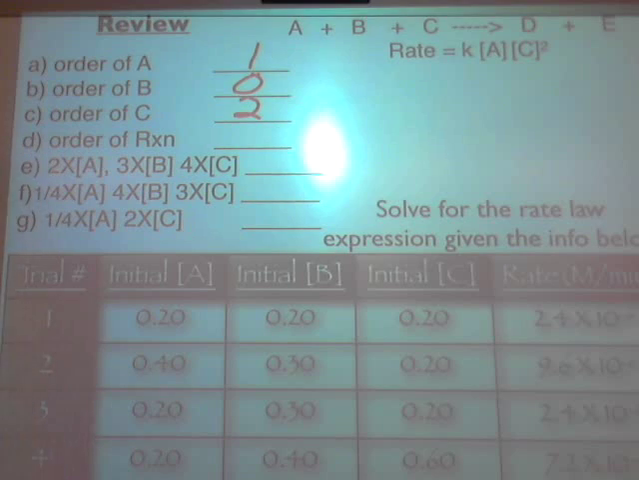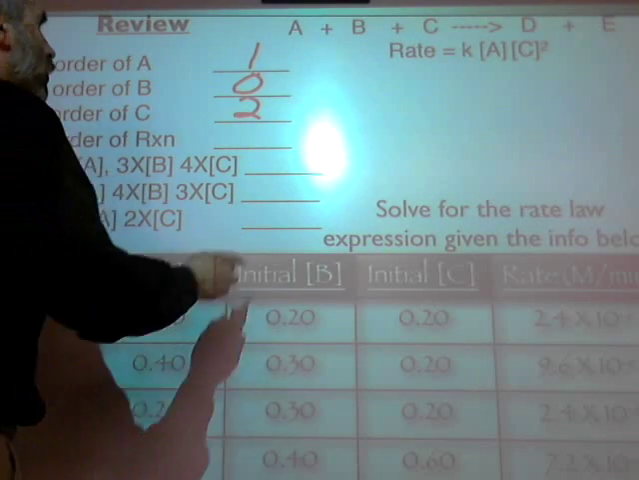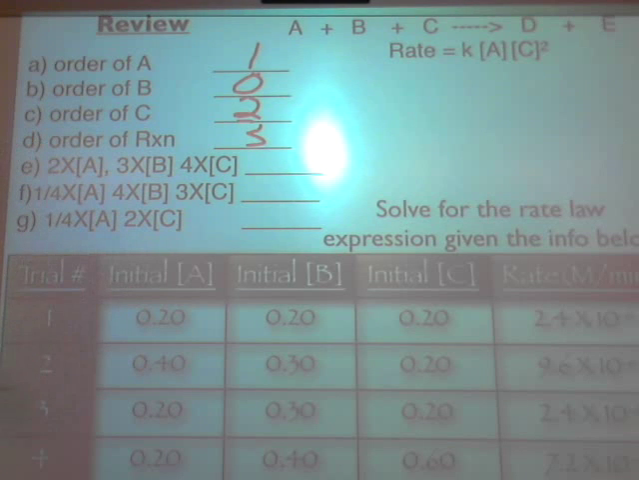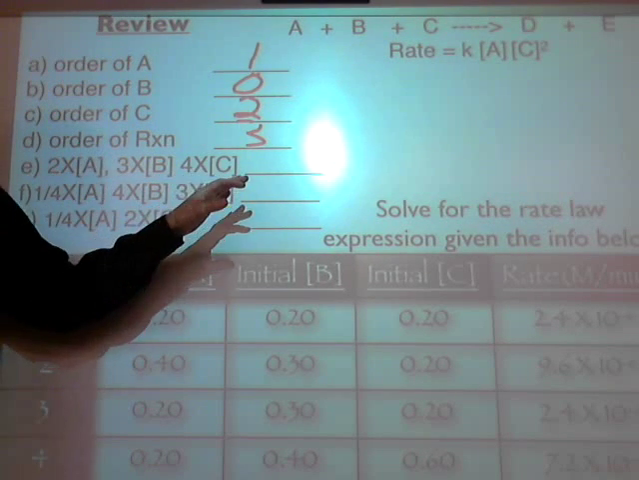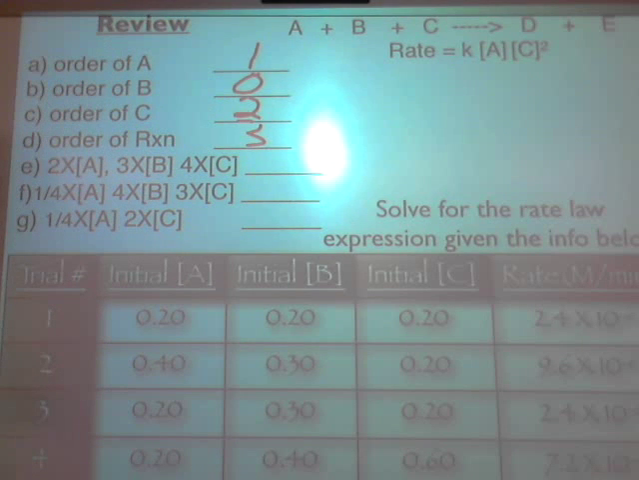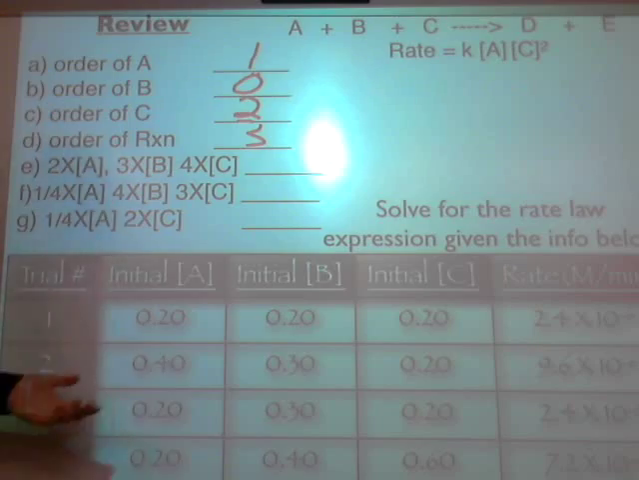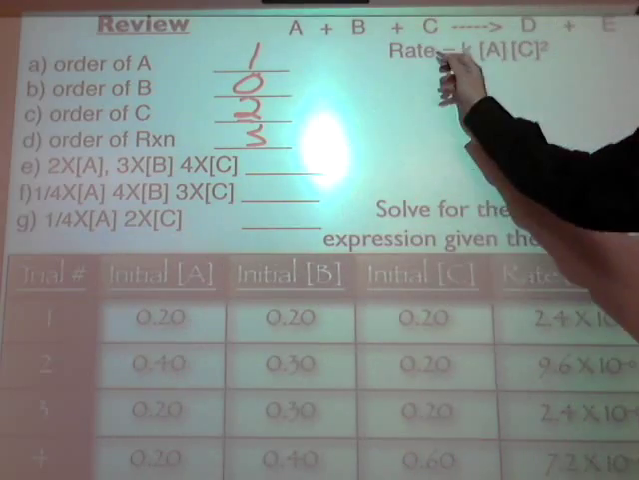Does everybody agree with that? Everybody have that down. Good. The order of the reaction, you sum those up, you get 3. Now, I've got to do changes based on knowing what the orders are. What would happen if I doubled A, tripled B, and quadrupled C? Just plug them in. Here's A.